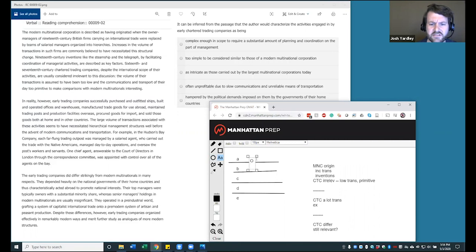B, too simple to be considered similar. No, not really. I mean, they said at the very end they should be studied as analogs of modern structures. A lot of the second paragraph is about how they were similar. So we'll knock out B. As intricate as those carried out by, no, probably not. I mean, they're similar, but not exactly as intricate. Knock out C. Often unprofitable. No, nothing about profit in this passage. I would have remembered that. Hampered by political demands. The last paragraph did have something about governments of home countries right here, but nothing about political demands or being hampered by them. Now we're going to knock out that too. I'm going to go with answer choice A. And we'll take a look.